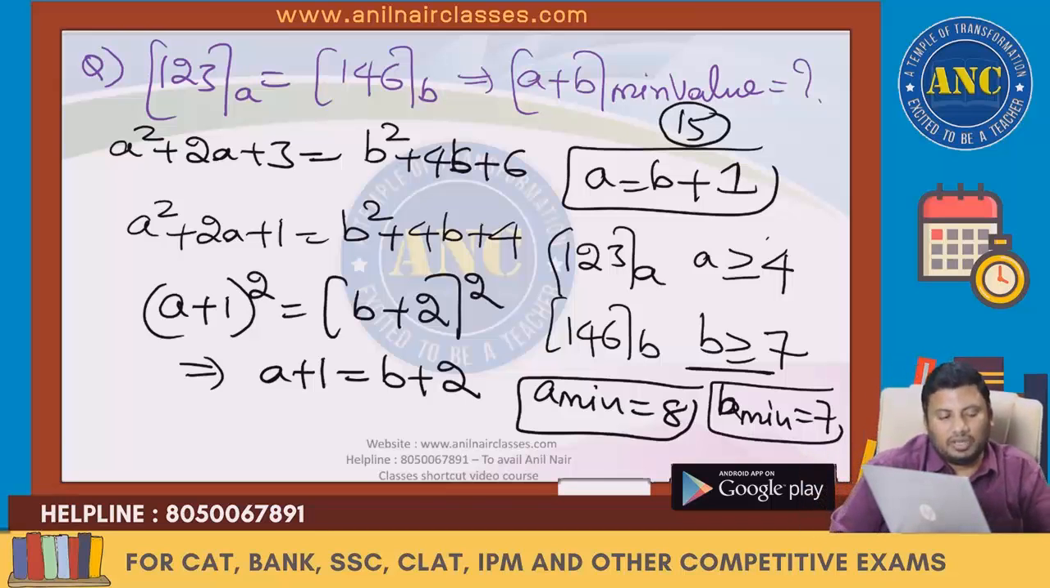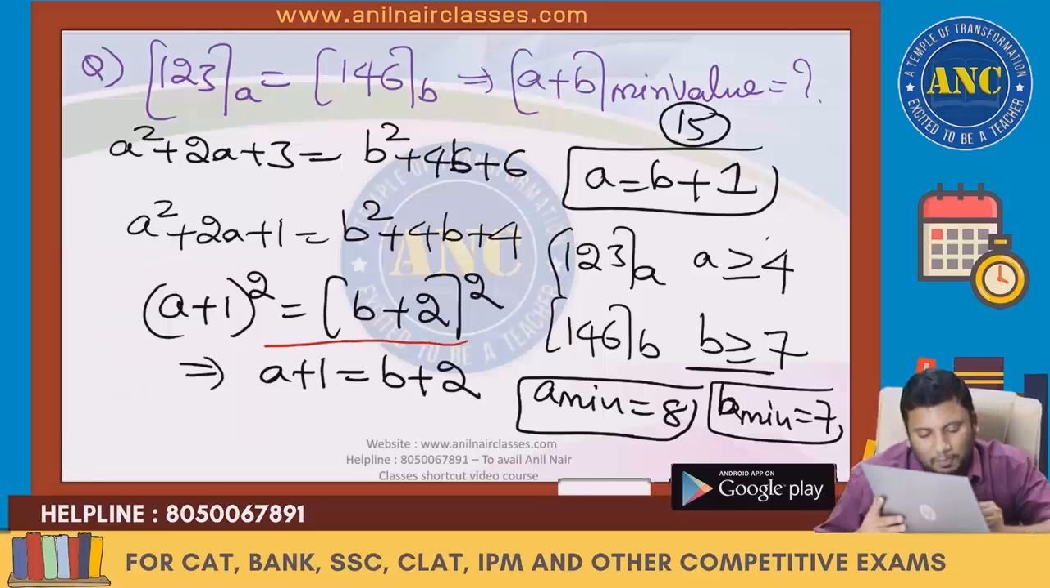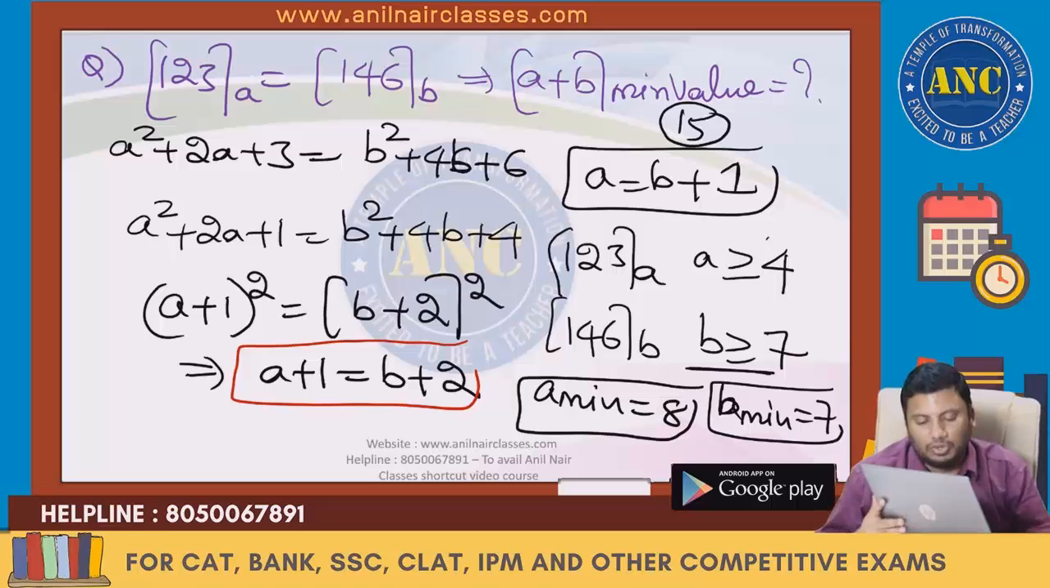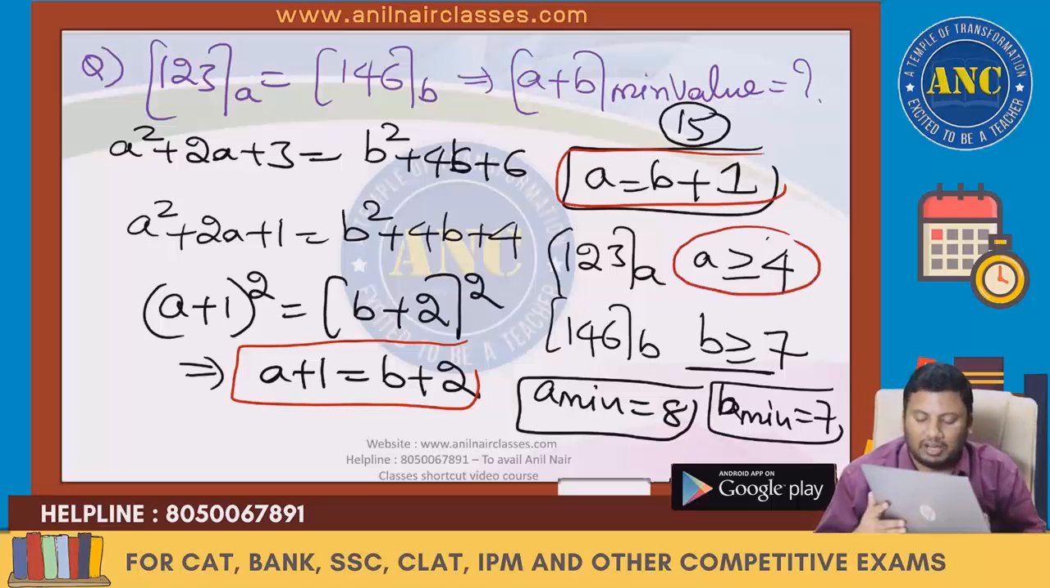Please see this equation. Any doubts? Ask me. A square plus 2A plus 3 equivalent to B square plus 4B plus 6. A square plus 2A plus 1 equivalent to B square plus 4B plus 4. This is A plus 1 whole square and it is B plus 2 whole square. A plus 1 equivalent to B plus 2. So A equivalent to B plus 1. 1, 2, 3 in base system A should start from 4. B should start from 7.